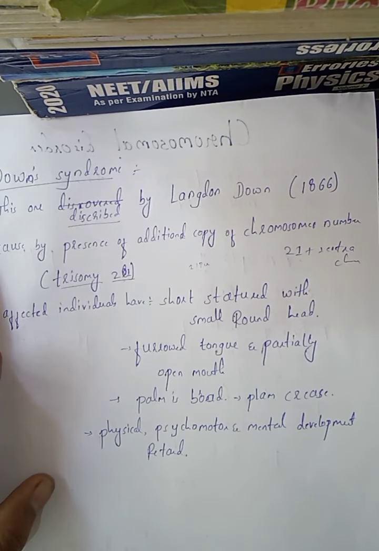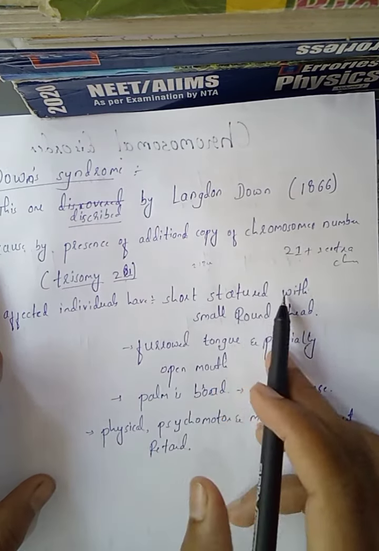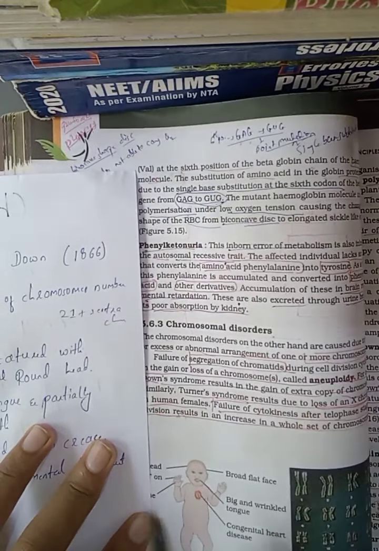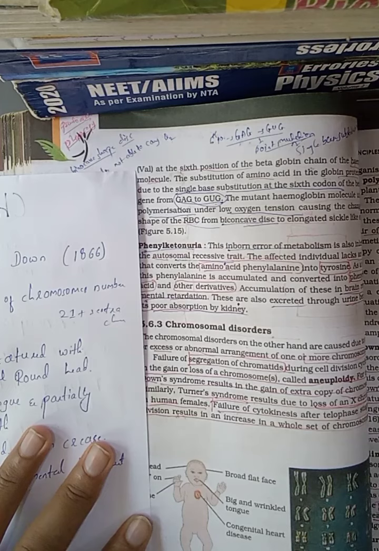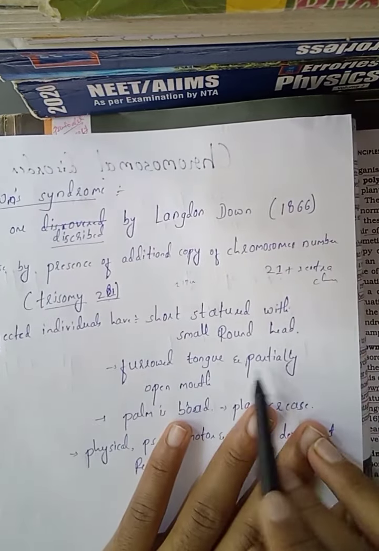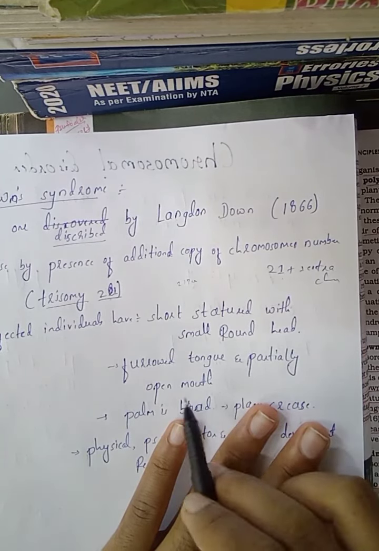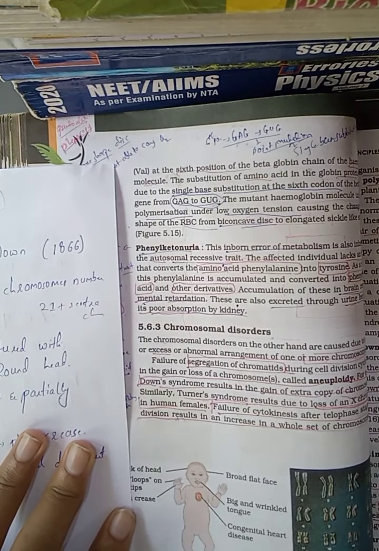Here we see how to detect that the affected individuals have short stature with a small round head. Small round head means the head is attached to the collar bones. They have a furrowed tongue and a partially open mouth. Furrowed tongue means folded tongue, and partially open means a small opening of the mouth.